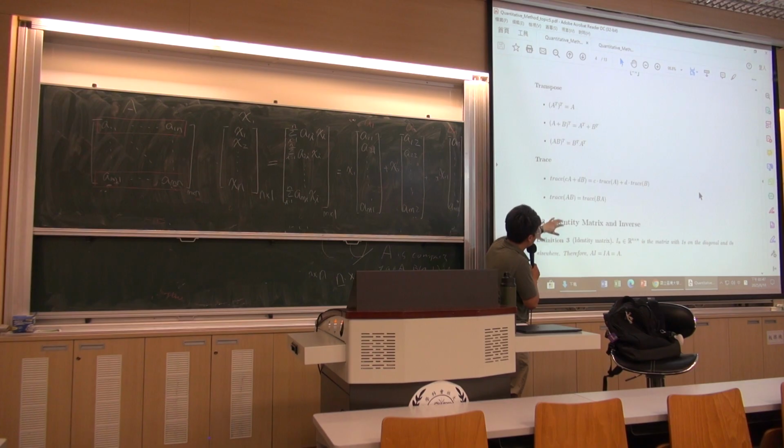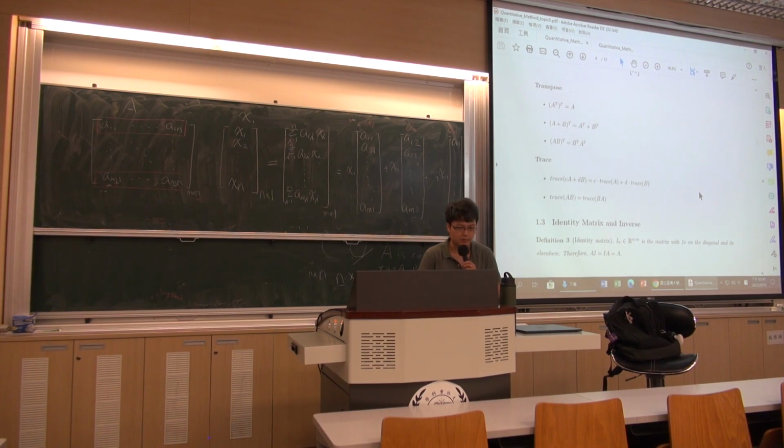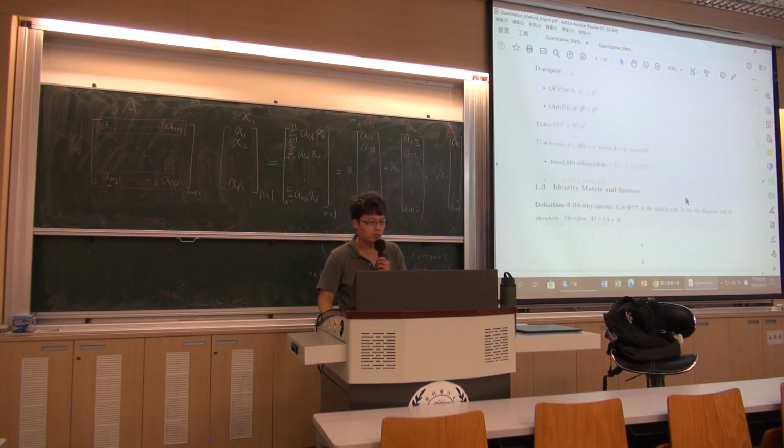Yeah, let me think. So one thing I want to mention is that no matter if it is A times B or B times A, the diagonal terms are the same. Okay, I think that's the only thing I want to mention here. So that's why the trace will be equal.